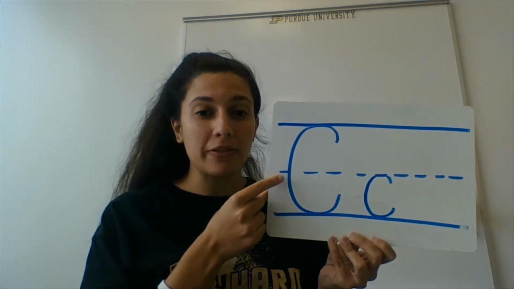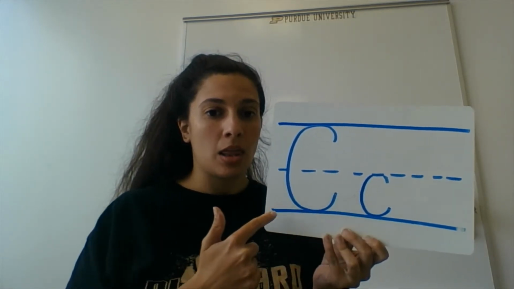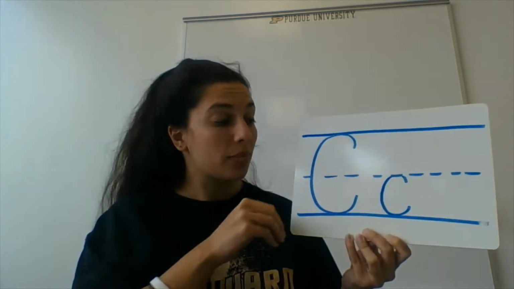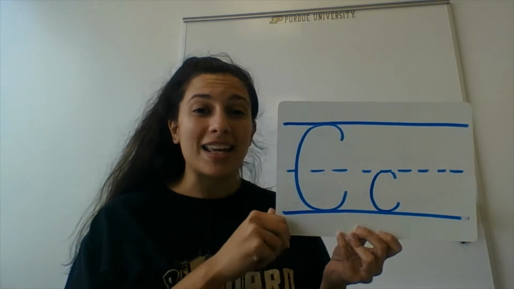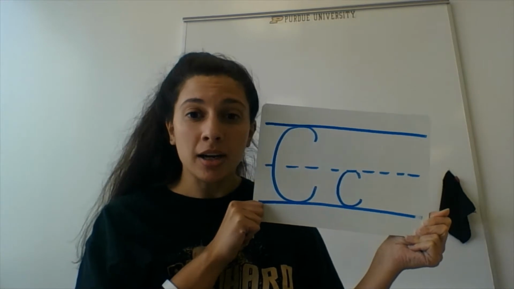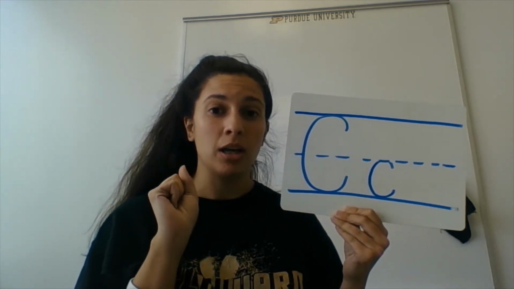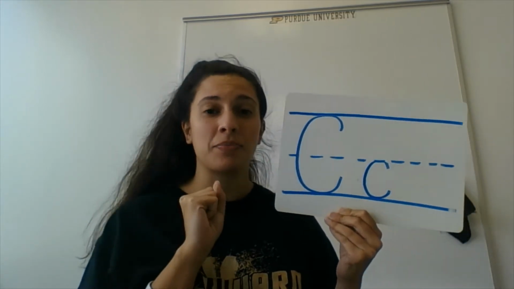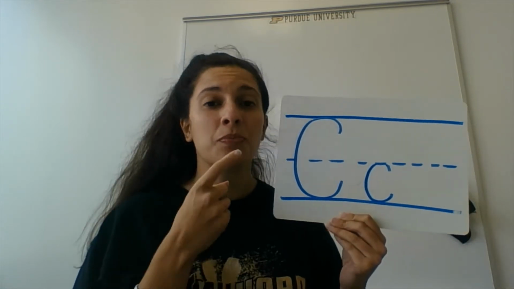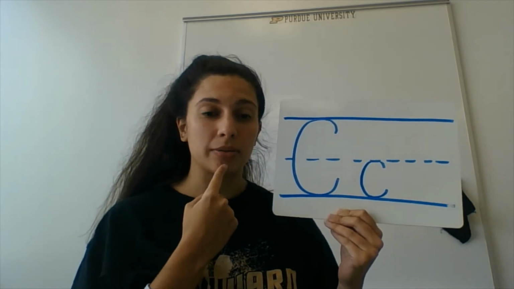Here I have an uppercase C and a lowercase c. These are the lines that you are going to see on your paper when you are writing. Our letter of the day is the letter C. When you see this letter, it makes the k sound. Now I want you to practice saying it with me 2 times. Here we go. K, k. All right, say it 1 time. K. So when you see the C, it makes the k sound.